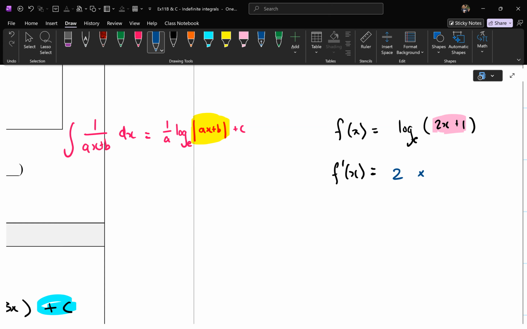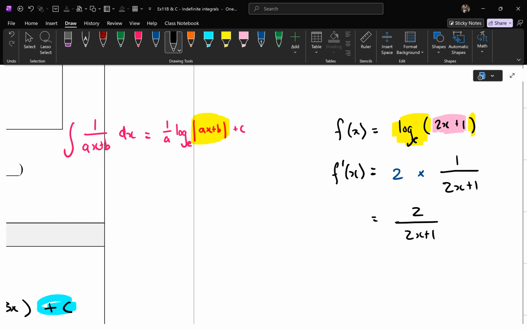Then you've got to derive the outside. So here we go, I'm going to derive the outside. So log of something. What's the derivative of log again? Very good. So it's 1 over whatever's inside, so it's 2x plus 1, right? So together, we have 2 over 2x plus 1.